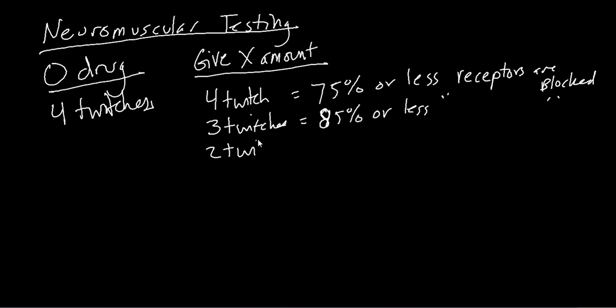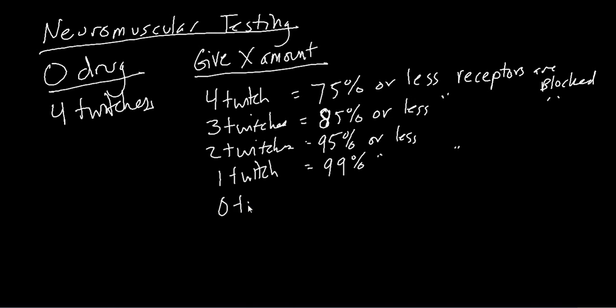Likewise, if we see 2 twitches before either a diminished response or the twitches just halt altogether, we can assume that there's up to 95% or less. And then lastly, if we get 1 twitch, it means that we have 99%. And then lastly, 0 twitches. If we give a ton of a paralytic agent and we get 0 twitches, it means that we are completely saturated. It means that 100% of our receptors are going to be blocked by the neuromuscular blocker. So what that means is we can assume that the patient is going to be fully paralyzed at this point.